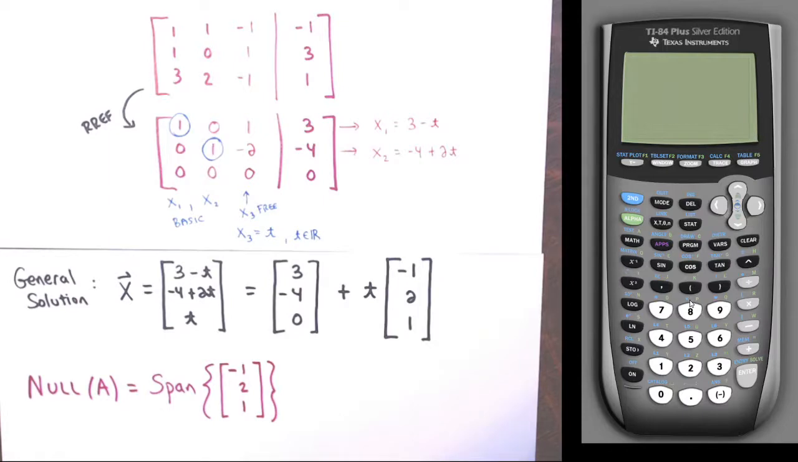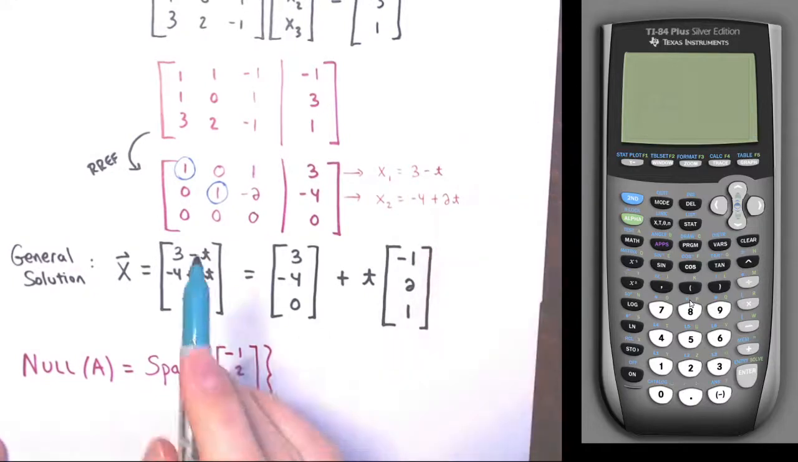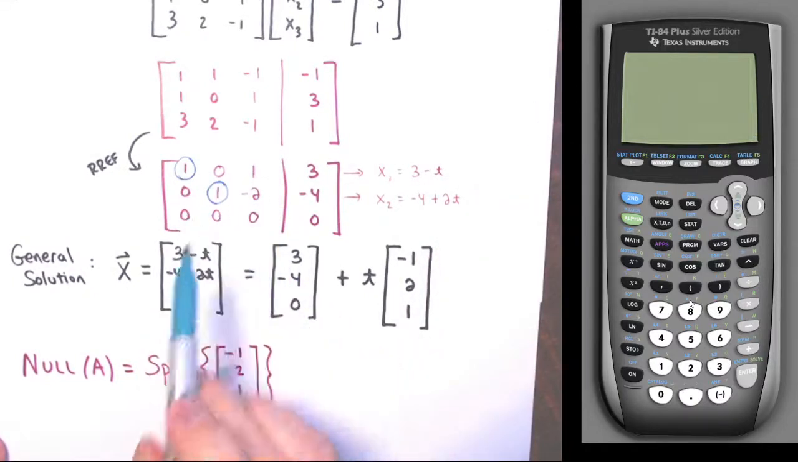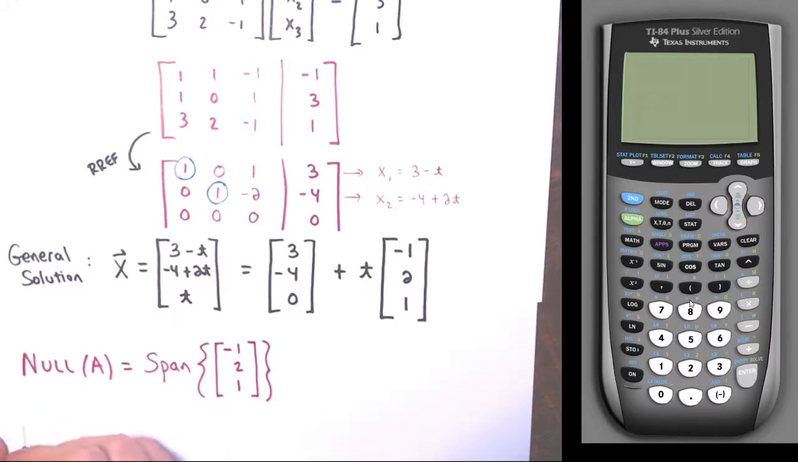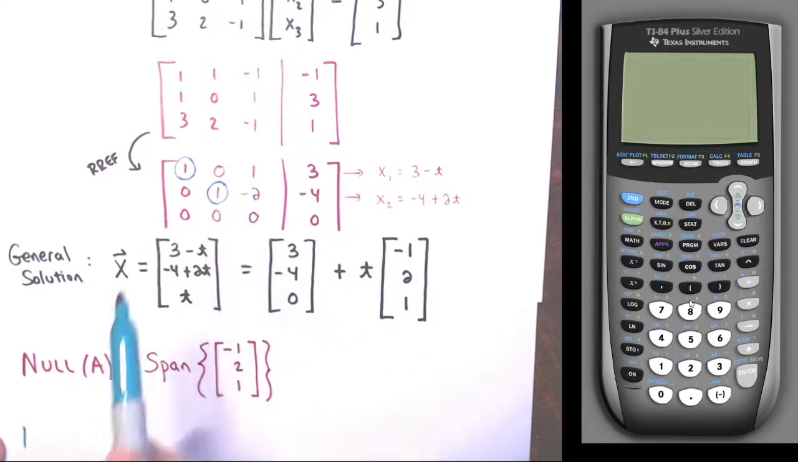We're also seeing the row space, just like last time. All right, the row space of A is the span of (1, 0, 1) and (0, 1, -2), because there's matrix A put into reduced echelon form, and those pivot rows do form a basis for the row space of A.